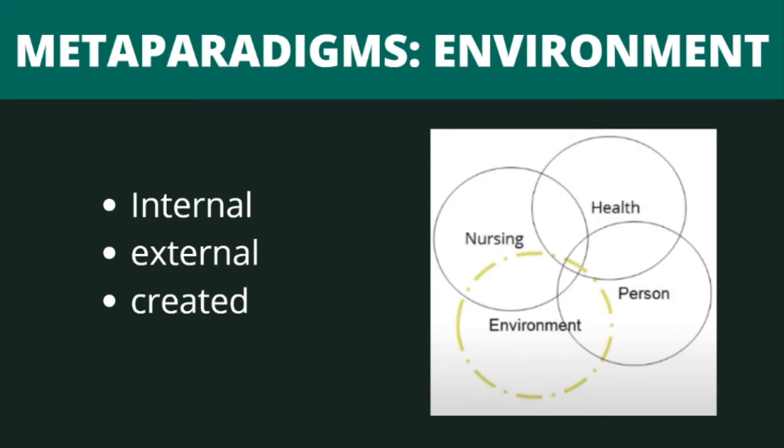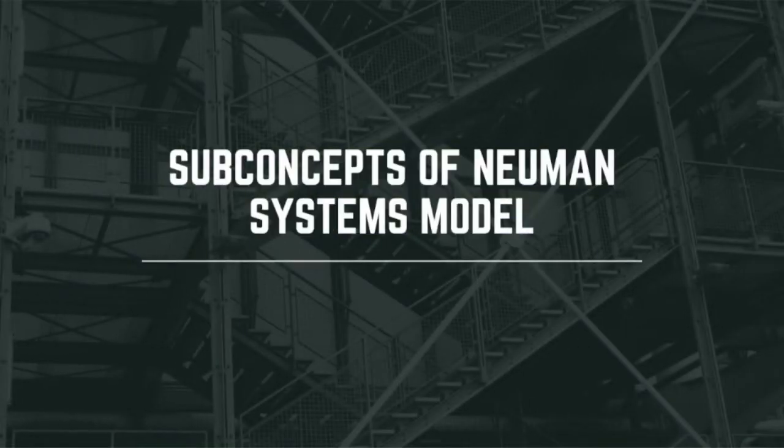And lastly, the created environment is an unconscious supportive coping, usually interpersonal. A coping mechanism influences all systems and creates a buffering effect between the client and the environment or the stressors. An example of this is the use of denial in order to avoid the situation. So now let us proceed to the sub-concepts of Neuman's systems model.